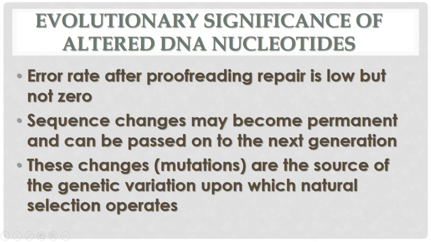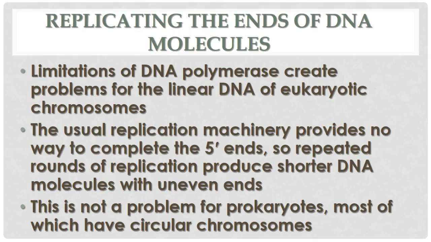Now, there's not a zero error rate. There are still going to be some differences there, and so sometimes you're going to have sequence changes that get passed on. And these are mutations that end up as the source of genetic variation. Sometimes the variations are good, sometimes they're bad, sometimes they're neutral. They're just differences, but there are differences in the genome from one person to the next.